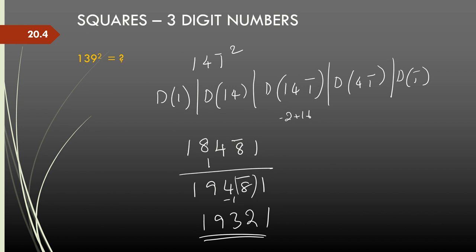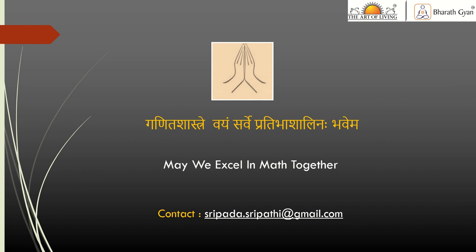So like this, with some practice, I will be able to write squares of 3-digit numbers from left to right. I have given some problems to try out in the notes. Please do try them, and please do write to me for any clarifications. You can check the workings as usual on the bharatgyan.com website. Thank you.